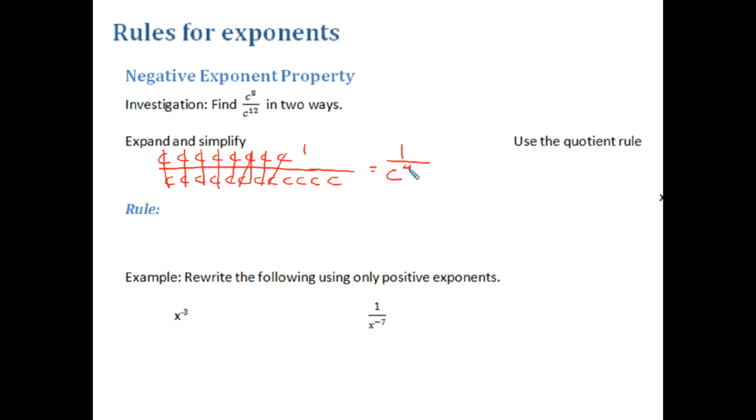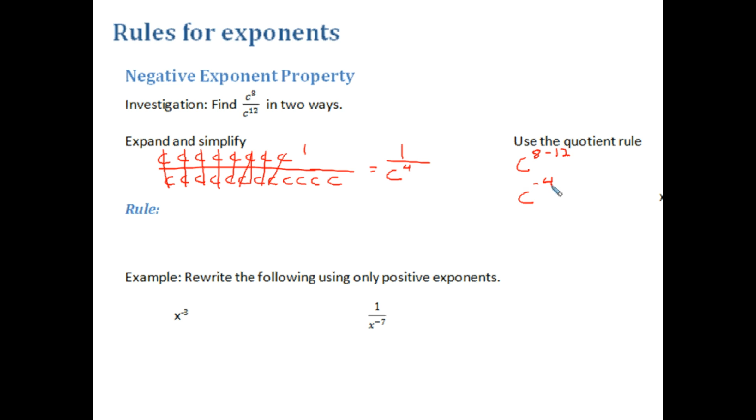Next, what we're going to do is use what we just learned in the quotient rule to simplify this. This is c to the 8th divided by c to the 12th. Well, we can subtract our exponents, and we get c to the 8 minus 12, which is negative 4.